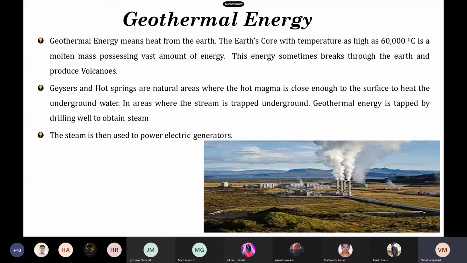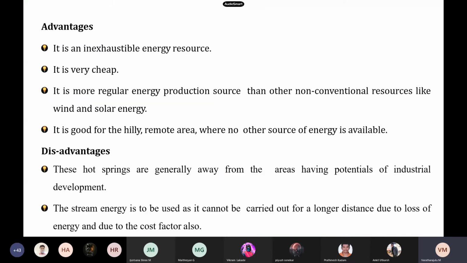In areas where the steam is trapped underground, the geothermal energy is obtained by drilling a well to get the steam, and the steam is then used to power electric generators. It has its advantages and disadvantages. It is an inexhaustible and very cheap energy. It is a more regular energy production source than other non-conventional resources, like wind or solar energy. It is good for hilly remote areas where no other source of energy is available.